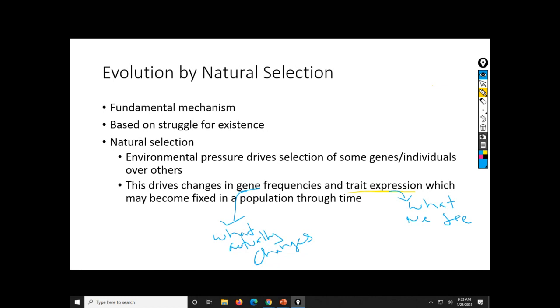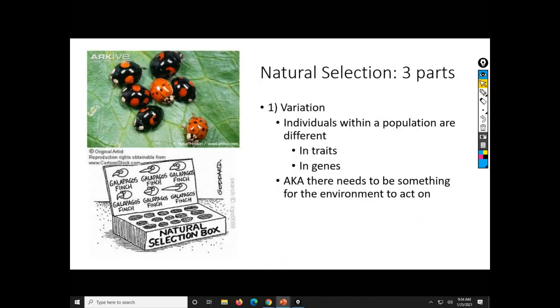Okay, we ready to do a review on how this works? So let's look at natural selection. Remember, how does this work?